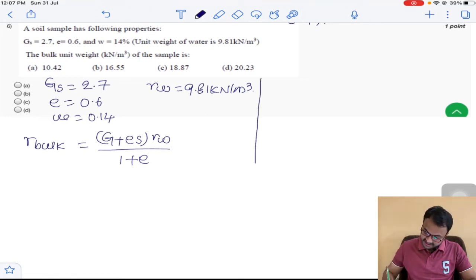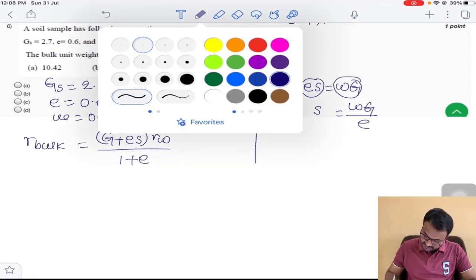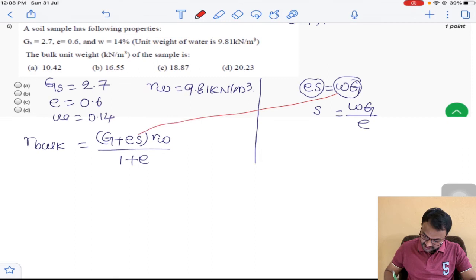To calculate the value of S, we have one relation: eS is equal to wG, that is, the product of void ratio and degree of saturation is equal to the product of specific gravity and water content. From this expression, S is equal to wG divided by e. Clear? Or else you can write wG in place of eS. So then this expression will become (G plus wG) into gamma w divided by 1 plus e.